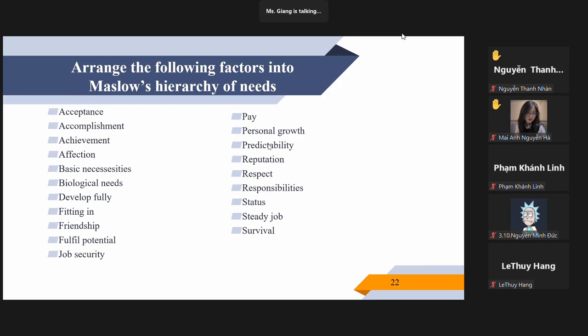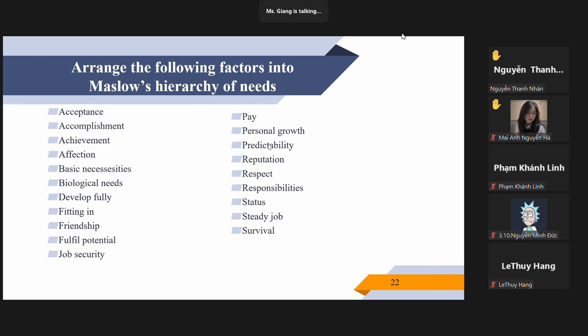Nhan, please. I think about physiological, we have basic necessities, biological needs, pay, and survival. Very good. The physiological needs, we have the 4 needs: basic necessities, biological needs, pay and survival.